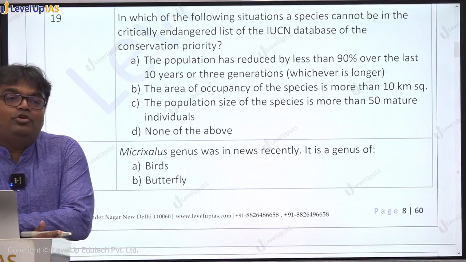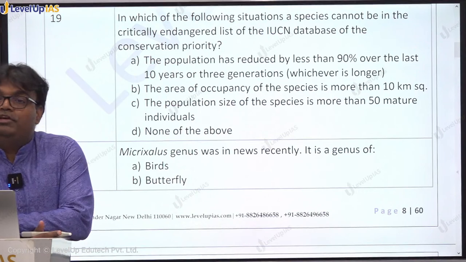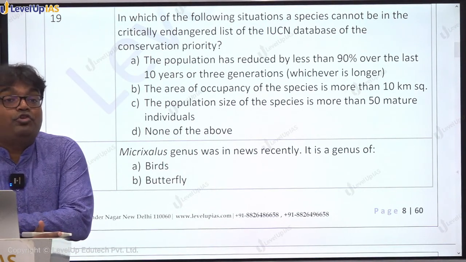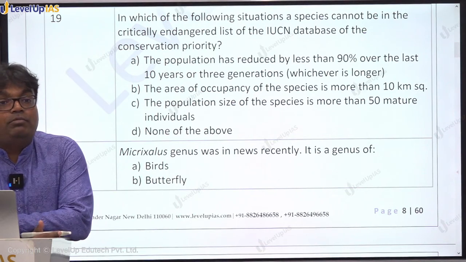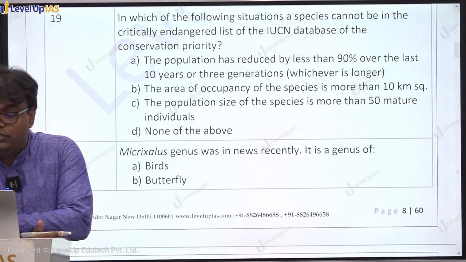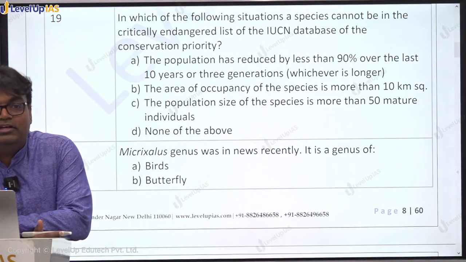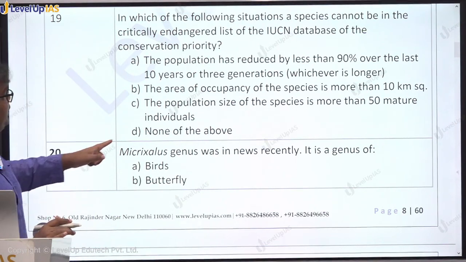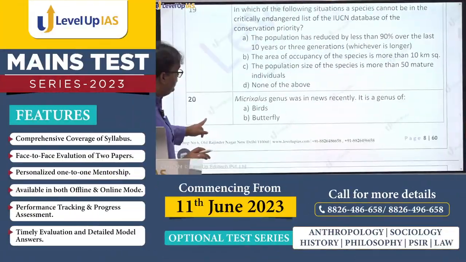Right? So no matter what your population is, you can still be critically endangered if you have lost a lot of population. No matter how big a number you have, you may still be critically endangered if your area of occupancy reduces. No matter what your population is, you can still be critically endangered if there is a probability of your population drastically reducing in the coming three generations. Humne criteria dekhe the. Critically endangered होने के लिए D would be the answer. 19th का D would be the answer. Right? Let's go to 20.